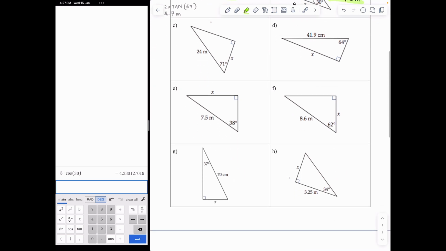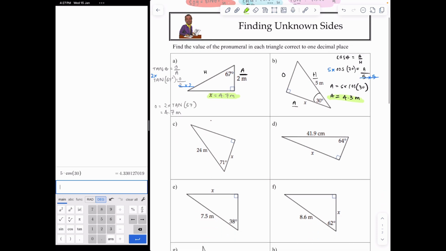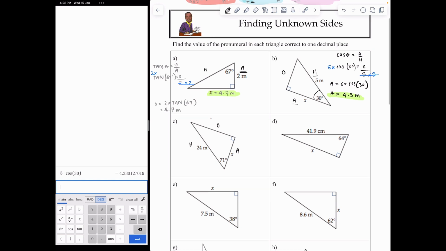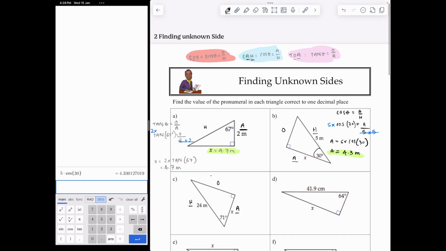Let me just double check the answer there. Yeah, correct. Okay, next one. Let's see if you can beat me to it. Okay, we've got our hypotenuse, we've got our opposite, and we've got, sorry, actually that's meant to be our adjacent, and we've got our opposite here. Now, the sides that we're dealing with, sorry, are our hypotenuse and our adjacent, A and H. Which one has A and H?